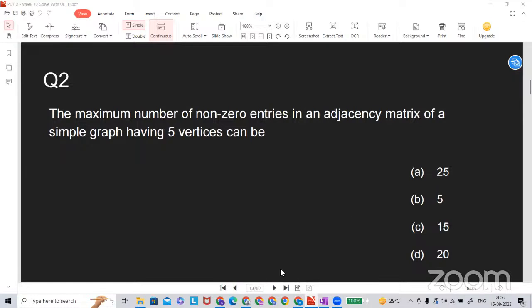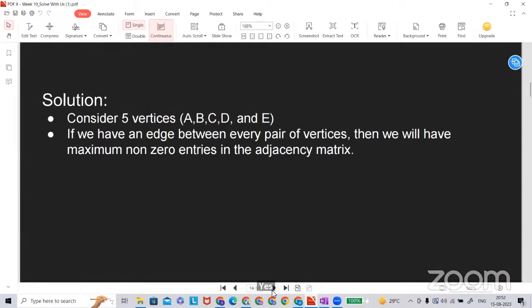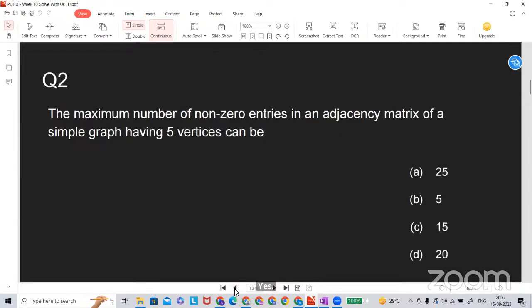So let's discuss the solution. The solution is to consider 5 vertices. For general, we can think this will work for any. This problem is for any graph; we just have the information that it is a graph which has 5 vertices. That's all, and it asks for the number of non-zero entries.